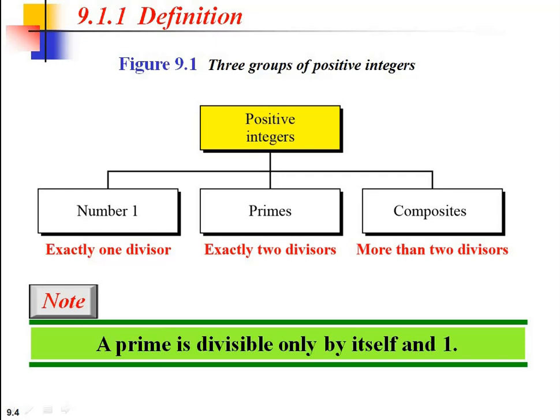Among the positive numbers we have the number 1, which has exactly one divisor. Then the primes are those numbers which have exactly two divisors, and then we have the composite numbers, which have more than two divisors. A positive number is a prime if and only if it is exactly divisible by two integers, 1 and itself.